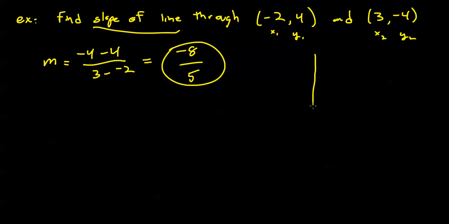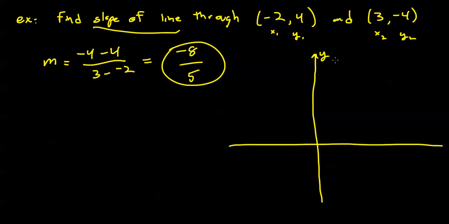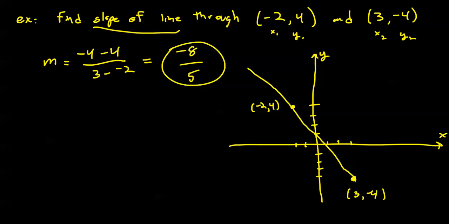Let me take a minute to graph this line in the xy plane because I want to illustrate something. If x is minus 2 and y is 4, that puts me up here. If x is 3 and y is minus 4, that puts me down here. Let me label these points with the coordinates minus 2, 4 and 3, minus 4. And let me sketch the graph of that line between those 2 points.